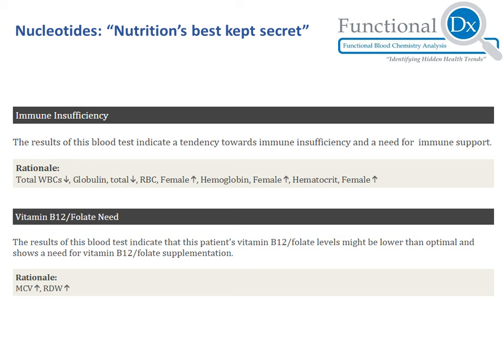If there's a need for B12 or folate, you need to supplement with B12 and folate. Again, you're going to think about nucleotides to overcome these things because you're going to circumvent pathways. I think shortcuts are fantastic.